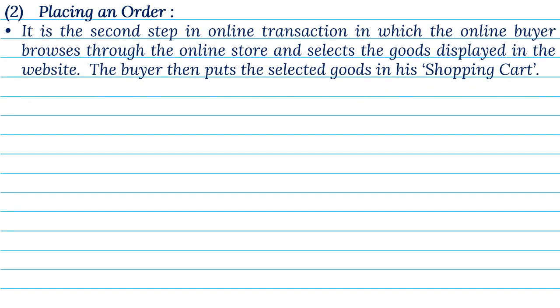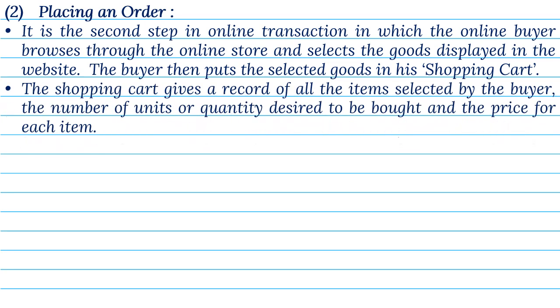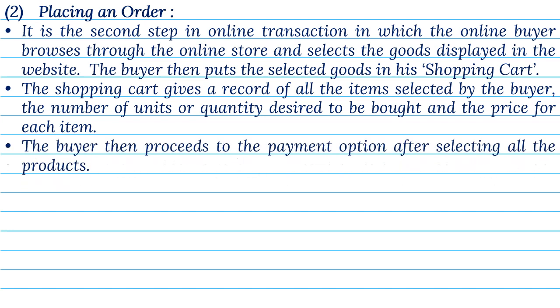2. Placing an order. It is the second step in online transaction in which the online buyer browses through the online store and selects the goods displayed in the website. The buyer then puts the selected goods in his shopping cart. The shopping cart gives a record of all the items selected by the buyer, the number of units or quantity desired to be bought, and the price for each item.